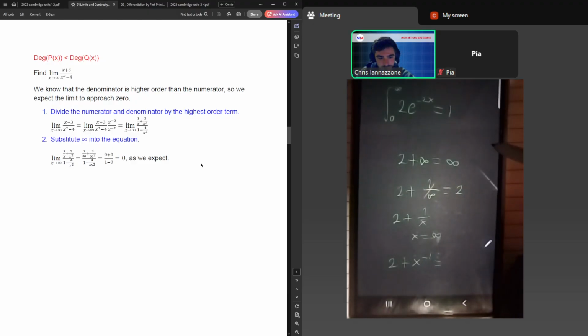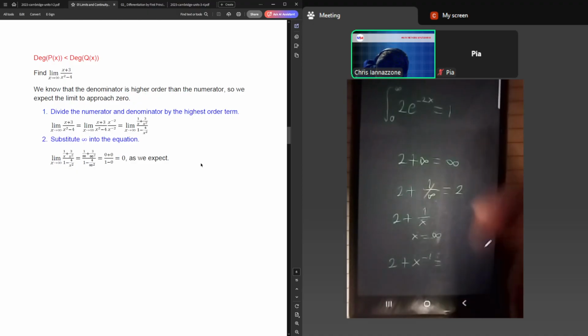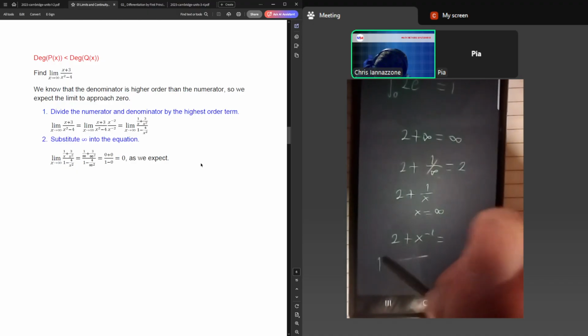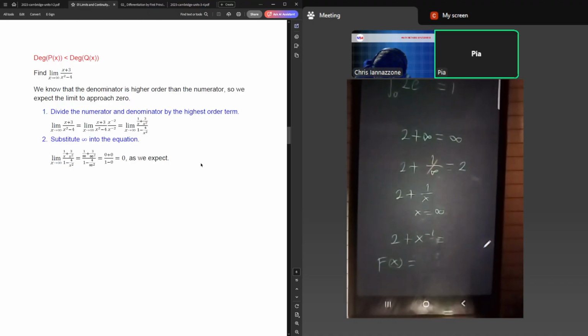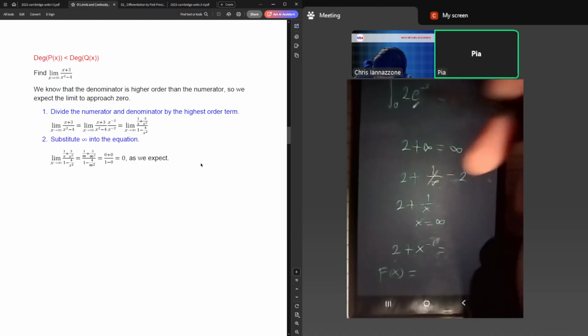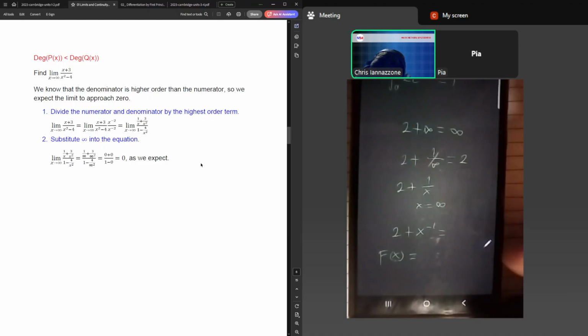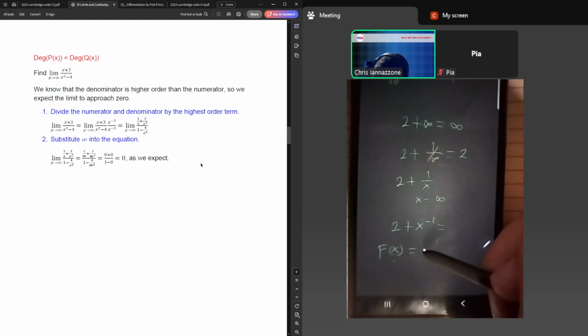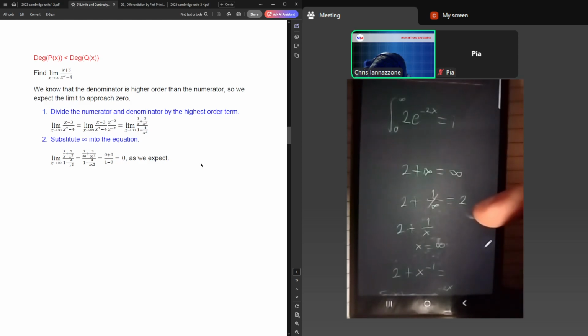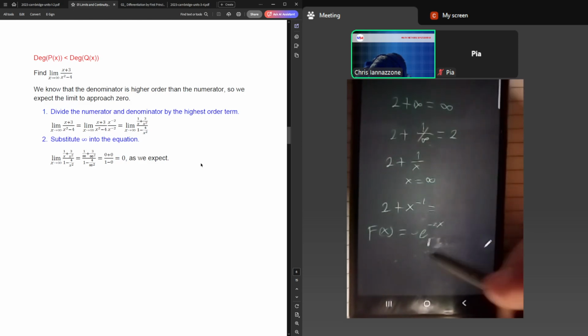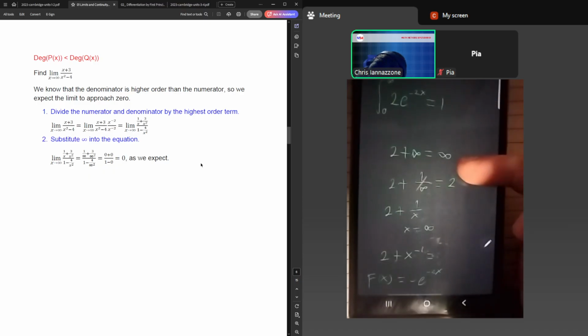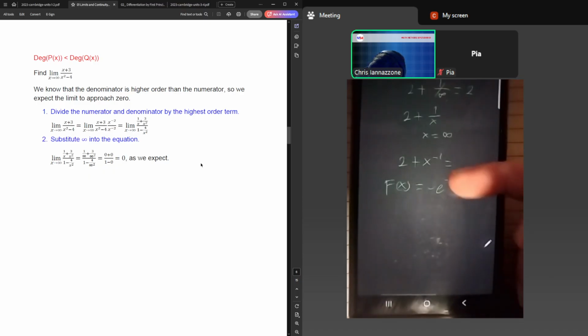So, anti-diffing this. How are we going to do it? Capital F of x. Would it be that over -2? All this divided by -2. Yep, sounds about right. So we're looking at capital F of x equals negative e to the negative 2x. Let me just double check. If you diff this, it becomes 2e to the 2x. Yes, it will. Cool. All right, that's good.